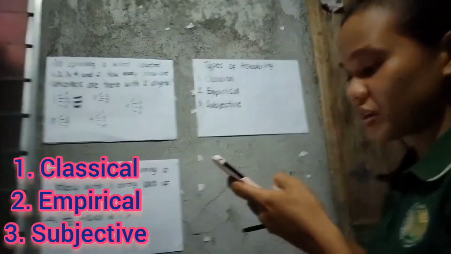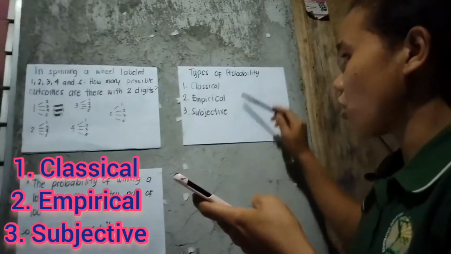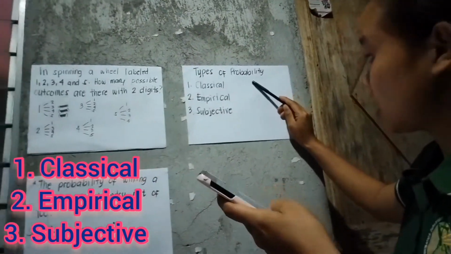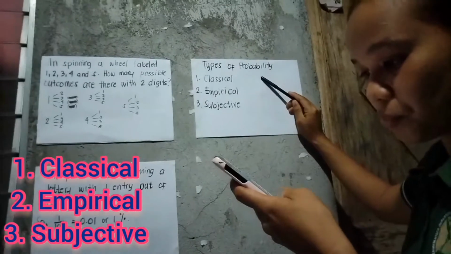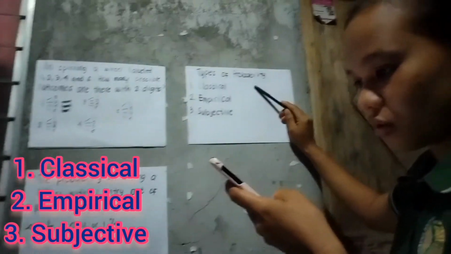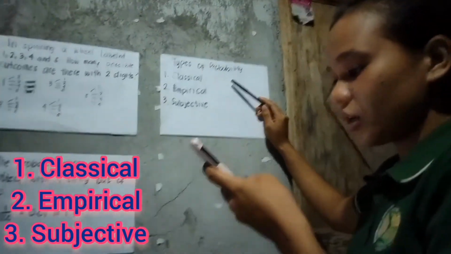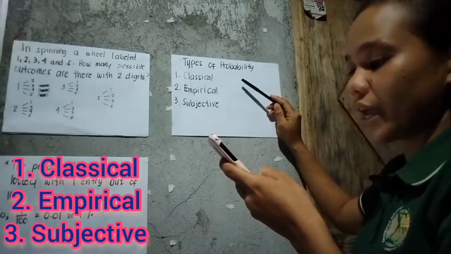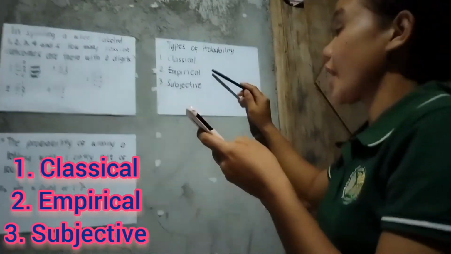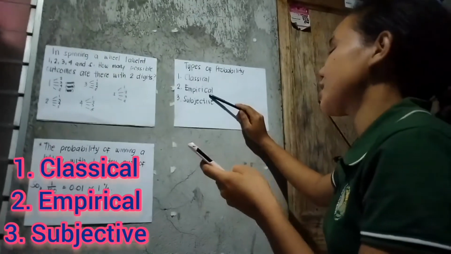So the third type of probability is the subjective probability, where it is something like an intuition or educated guess and estimate.